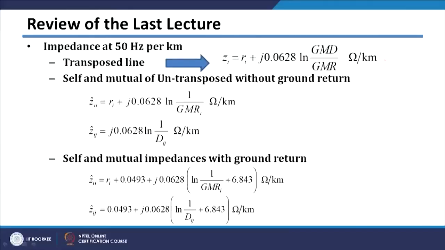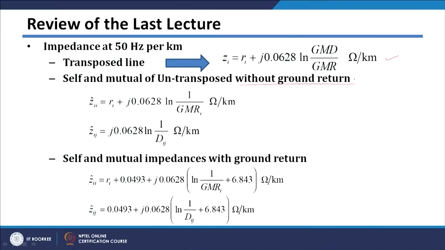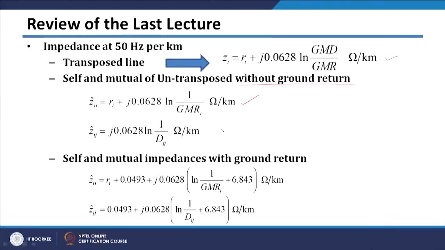We have seen the equation for a transposed line, which is actually only one impedance, and we have already studied this equation in our BTech class. However, in case of a distribution system, lines are untransposed because they are short length lines. If you are considering untransposed lines, and if they are balanced, meaning there is no ground return current, then your equations are given by ZII and ZIJ, where the ground return term is not there.